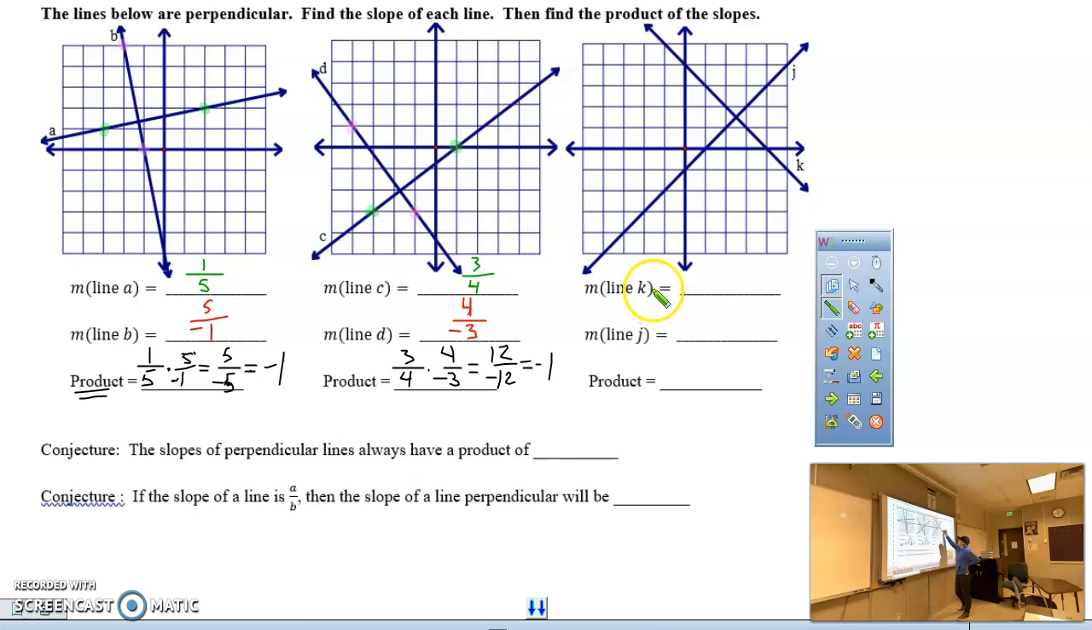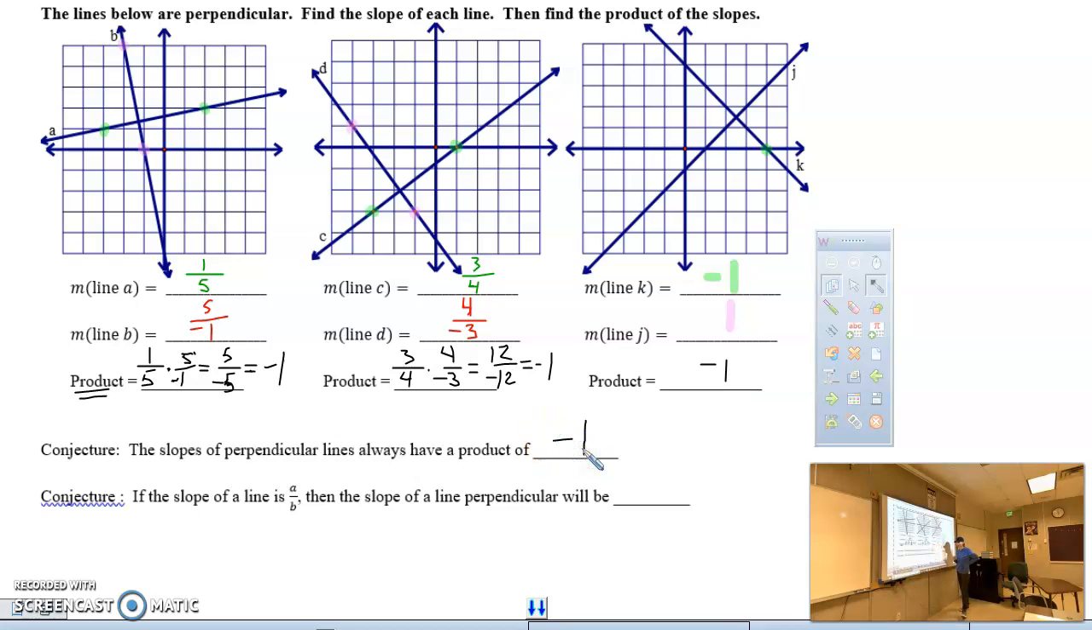So line K here, we're going from, actually it's just -1. But if you pick 2 of them, it'd be 1 over -1, so that's just -1. And then line J here is just a +1. And then when you multiply -1 times a +1, you do again get a -1 as a product. Conjecture. So the slopes of perpendicular lines always have a product of, well, the product here is always -1.